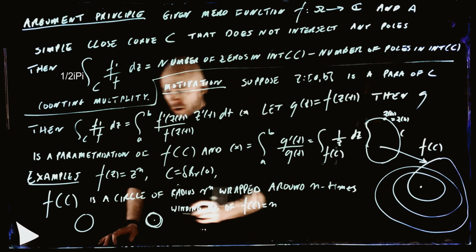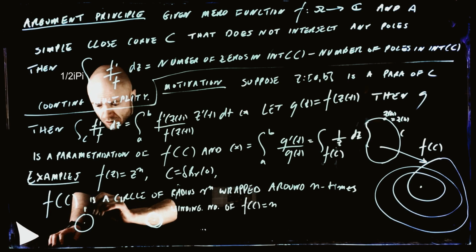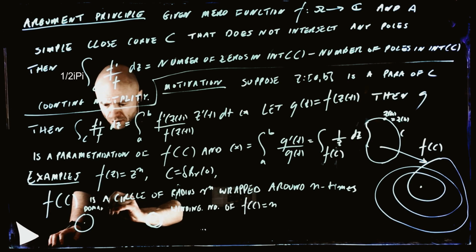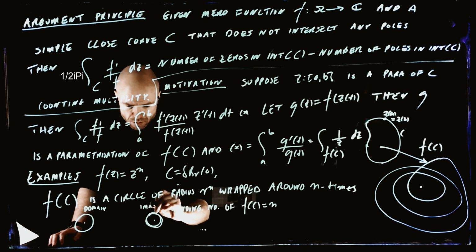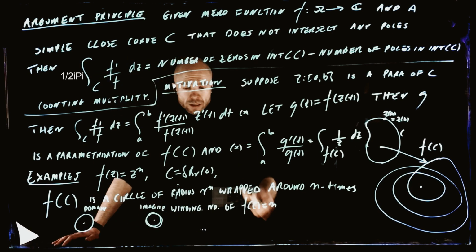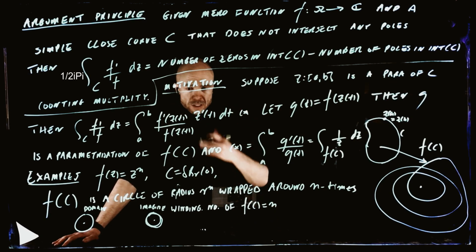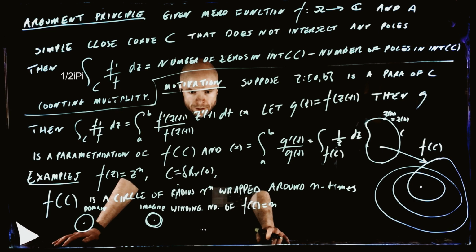And what's the number of zeros inside the interior of our curve here in the domain? This is the domain, and this here is the image. Well, the number of zeros, counting multiplicity, is n. So for this particular very simple case, we believe this argument principle. This is clearly true.